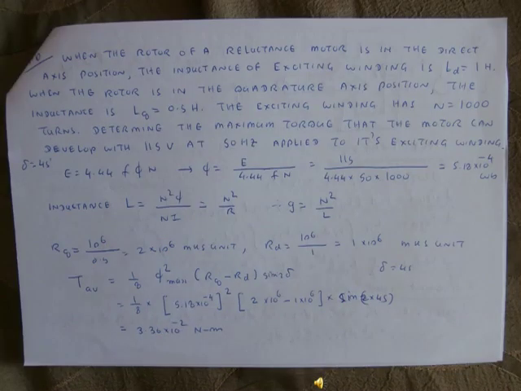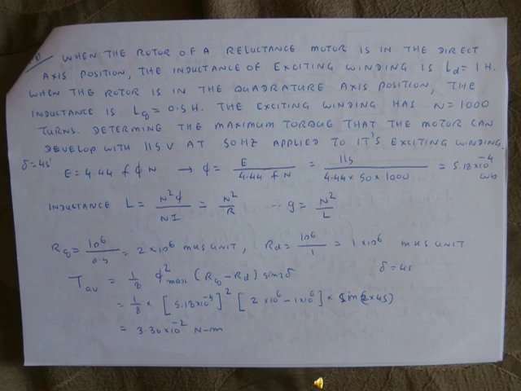The next problem is given. When the rotor of a reluctance motor is in the direct axis position, the inductance of the exciting winding is LD equal to 1 Henry. When the rotor is in quadrature axis position, the inductance is LQ equal to 0.5 Henry. The exciting winding has N equal to 1,000 turns. Determine the maximum torque that the motor can develop with 115 volt at 50 hertz applied to the exciting winding.